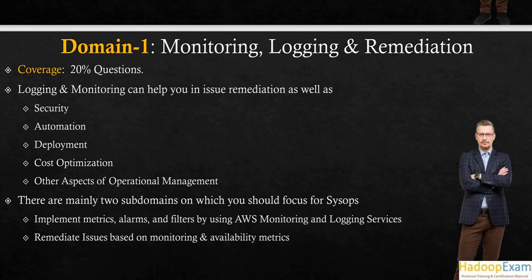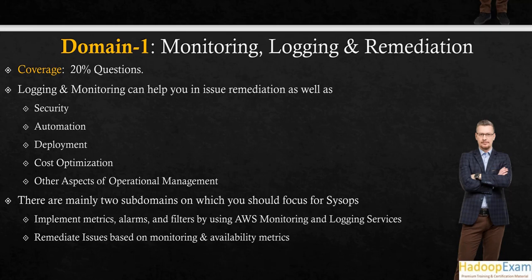So there are mainly two subdomains which you should focus on for SysOps. First, implementing metrics. As the name suggests, you need to know how to implement the metrics. Metrics means utilization of your services, like how much CPU from an EC2 instance you are utilizing, what network IO you are utilizing. Memory, you need to know how to create a custom metric for memory, because that is not provided by AWS by default. Similarly, once this crosses the limit you define, you need to raise alarms.